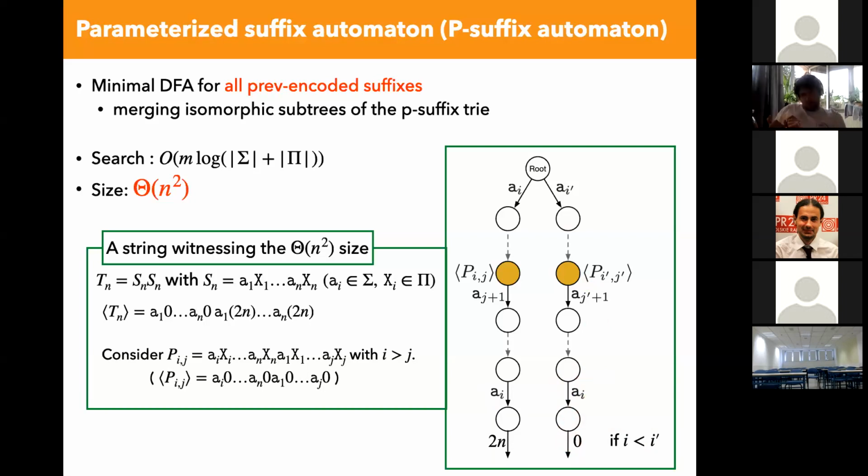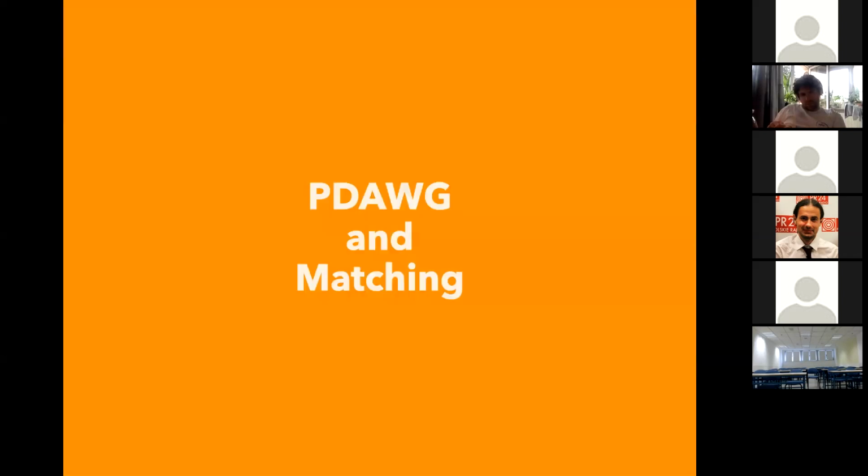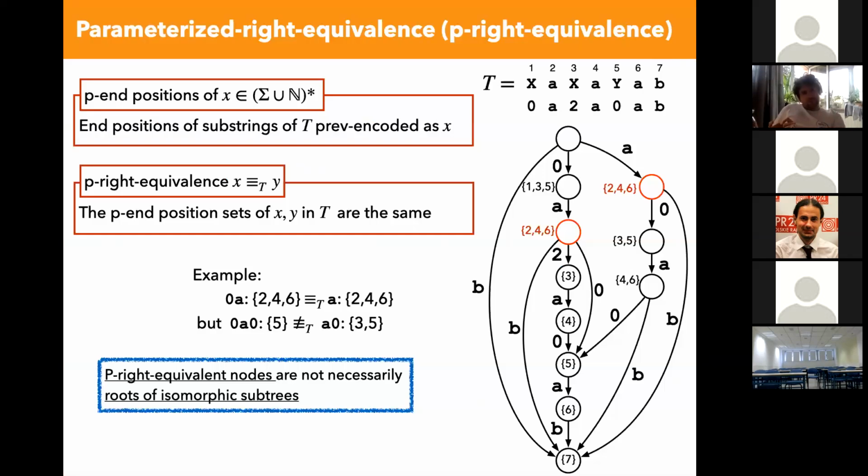So we must think of another way of defining a DAWG for parameterized strings. Recall that a DAWG can be explained using ending positions. Ending positions for prev-encoded strings are defined in the straightforward way, no problem. Here is the minimal automaton from the previous slide, and here we annotate each node with the ending position set. Indeed, we see those two nodes have the same ending position set, but they have different descendants.